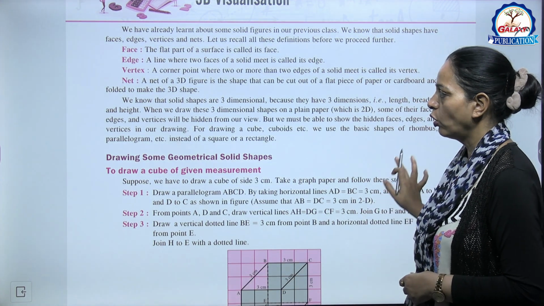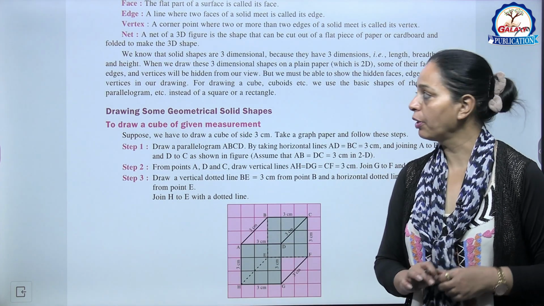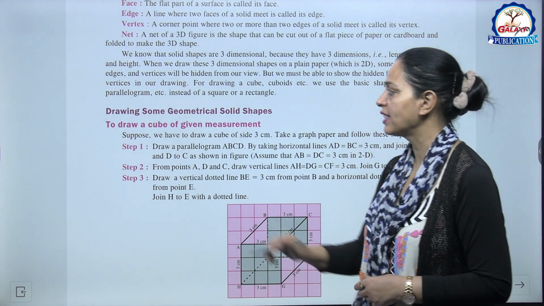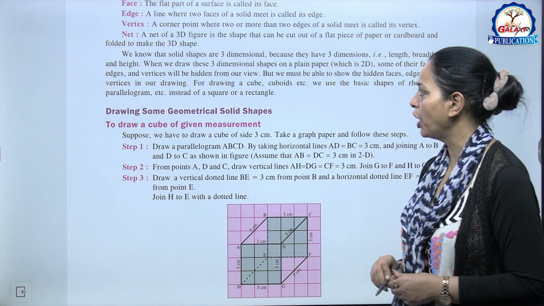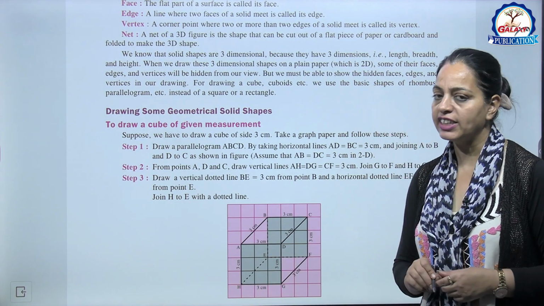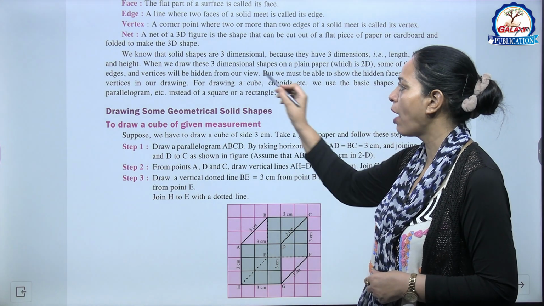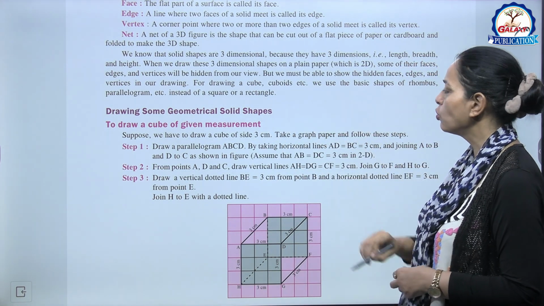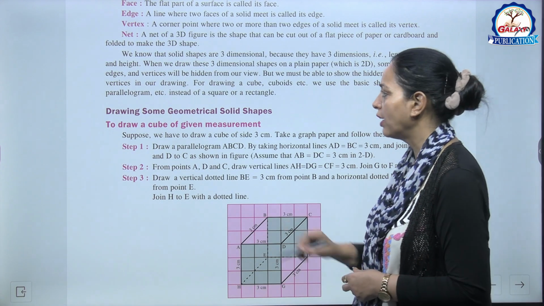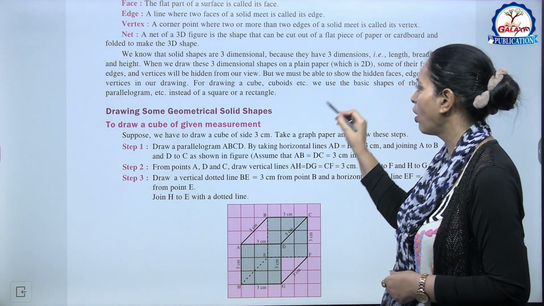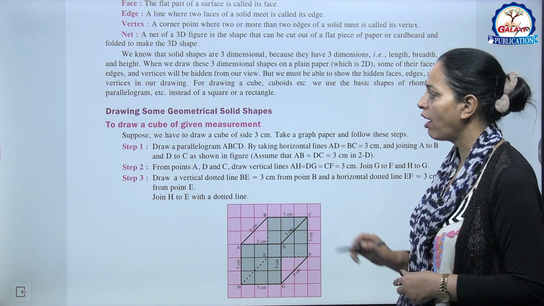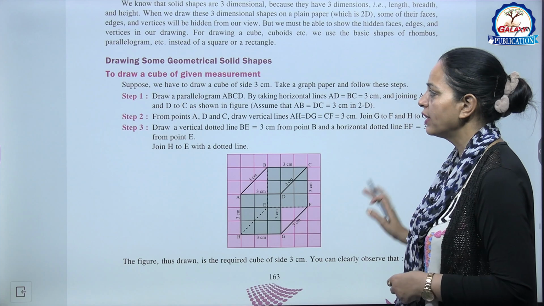Now we know that solid shapes are three-dimensional because they have three dimensions, that is length, breadth and height. When we draw these three-dimensional shapes on plain paper, which is 2D, some of their faces, edges and vertices will be hidden from our view, but we must be able to show the hidden faces, edges and vertices in our drawing. For drawing a cube, cuboids etc. we use the basic shapes of rhombus, parallelogram etc. instead of a square or a rectangle.